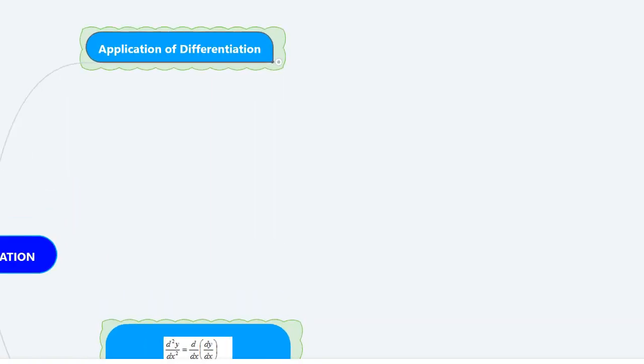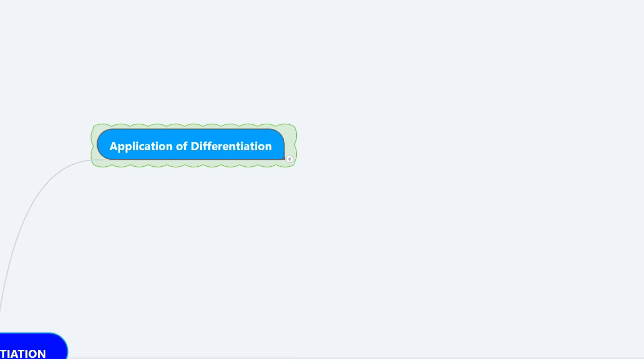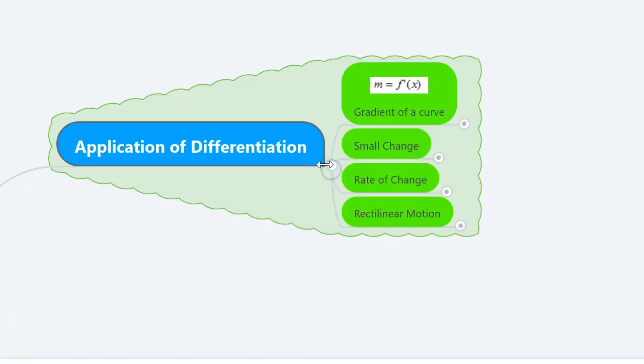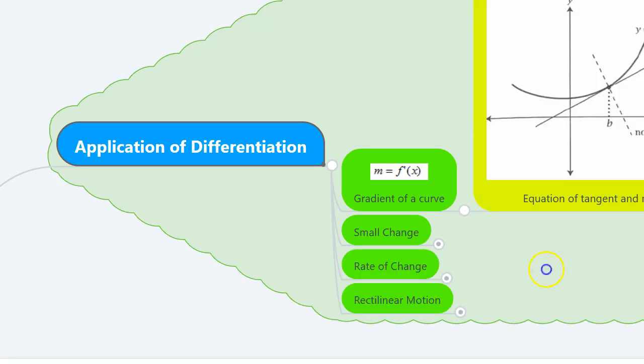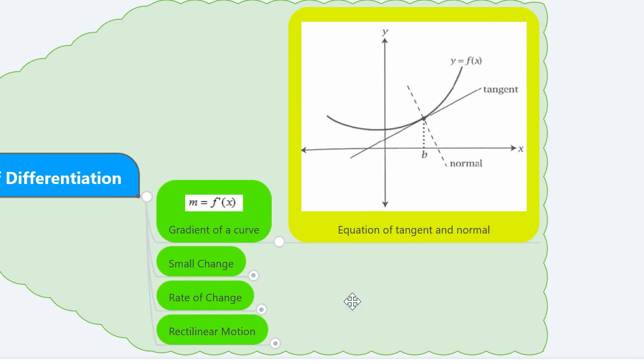Next, we have application of differentiation. Under application of differentiation, there are a few subtopics. The first subtopic that we learn is gradient of a curve. So how do we find gradient of a curve? Basically, gradient of a curve is the value of the first derivative when we substitute the x value.